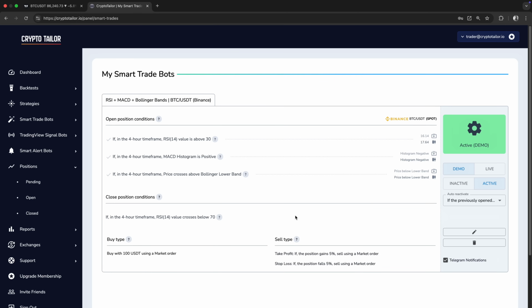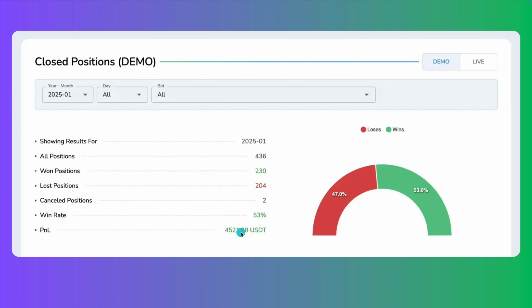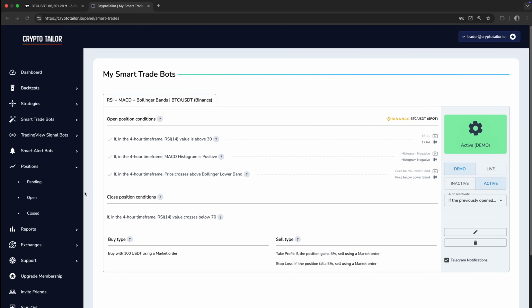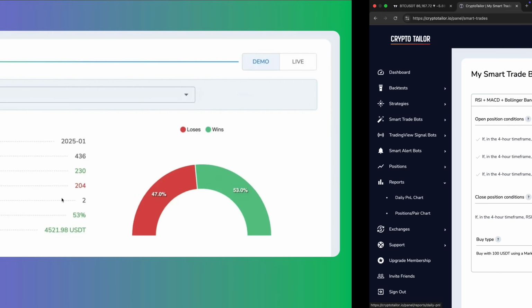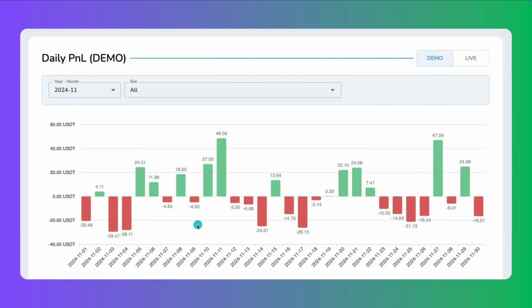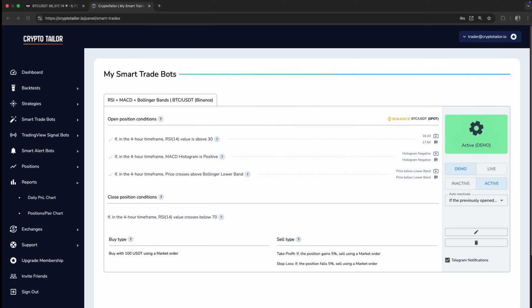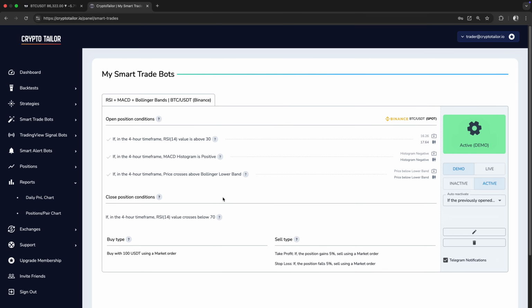After a while, we can check the Closed Positions menu to see detailed reports of our strategy, including the total number of trades, wins, losses, and overall profit. Additionally, from the Reports section and Daily P&L menu, we can track how our strategy has performed over time, giving us insights into its effectiveness and helping us refine it if needed. We can run multiple strategies with different setups, including various buy and sell conditions, stop loss, and take profit levels. Over time, this helps us understand how each strategy performs under different market conditions.